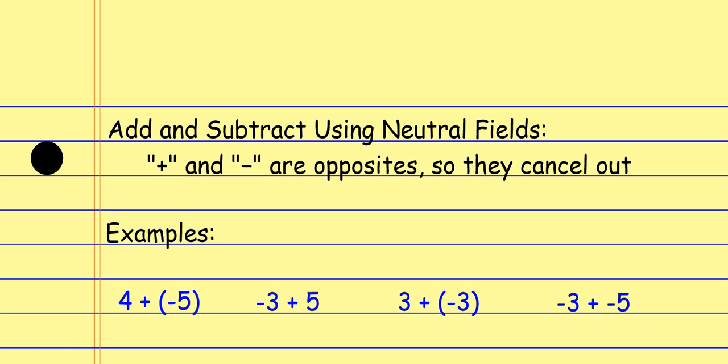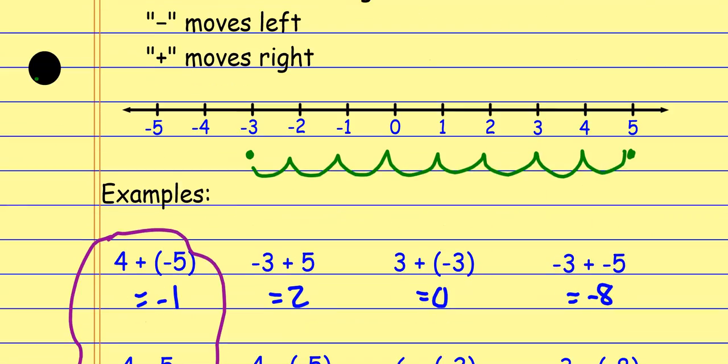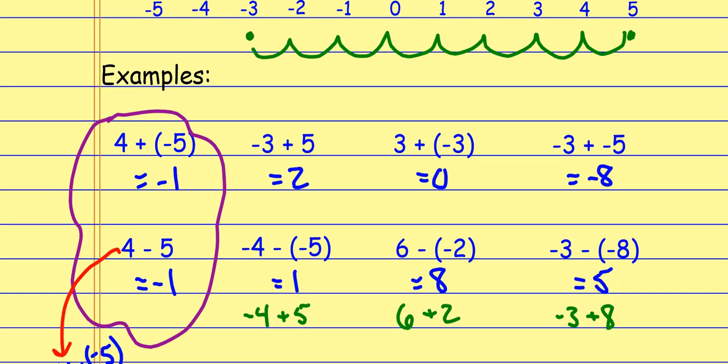The other way we can look at this, instead of looking at a number line, is using what we call neutral fields. And you don't have to know that term, neutral fields. The idea here is that adding and the minus sign, they're opposites, okay? Remember, that minus sign is an opposite sign. So what happens is they cancel out. And we kind of saw that in one of these examples right here. Here's the example where they canceled out right here. A positive 3 and a negative 3, well, they added up to 0.